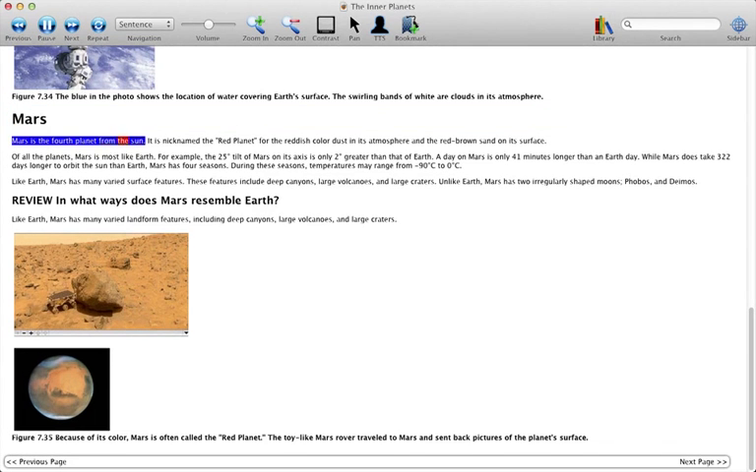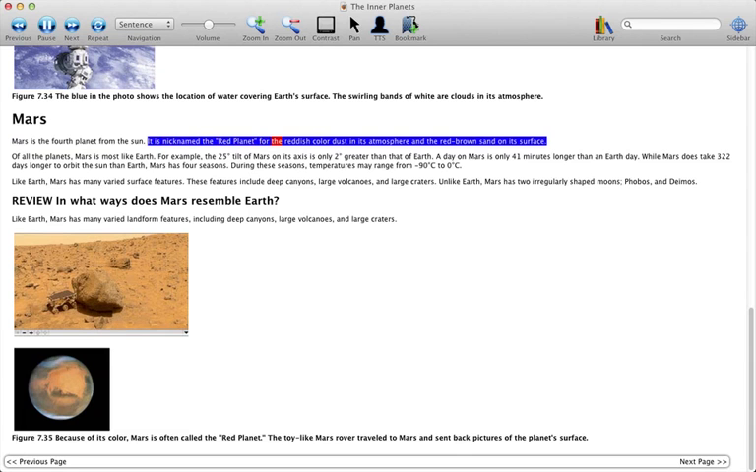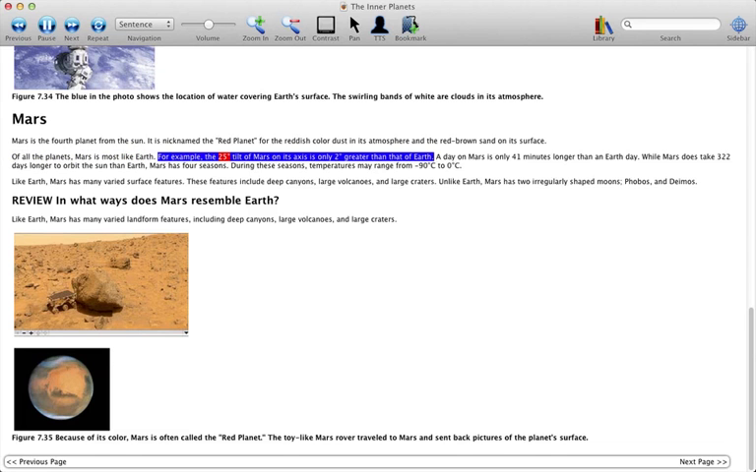Mars is the fourth planet from the Sun. It is nicknamed the Red Planet for the reddish-colored dust in its atmosphere and the red-brown sand on its surface. Of all the planets, Mars is most like Earth. For example, the 25-degree tilt of Mars on its axis is only 2 degrees greater than that of Earth. A day on Mars is only 41 minutes longer than an Earth day. While Mars does take 322 days longer to orbit the Sun than Earth, Mars has 4 seasons. During these seasons, temperatures may range from -90 degrees Celsius to 0 degrees Celsius.